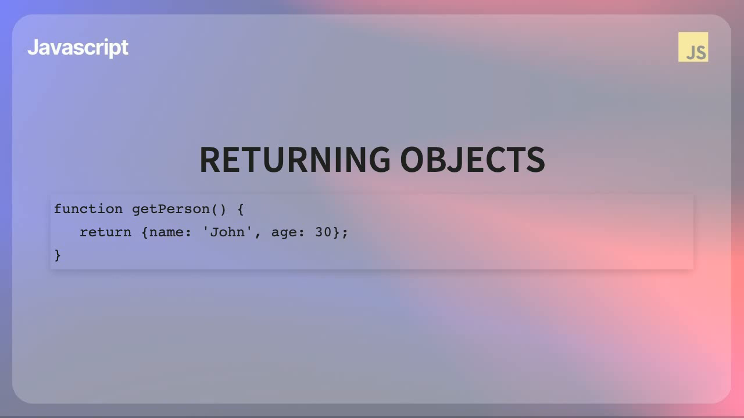To return objects, we can use the return keyword followed by an object literal. For example, if we want to return an object with two properties, name and age, we'd write name: "John", age: 30.